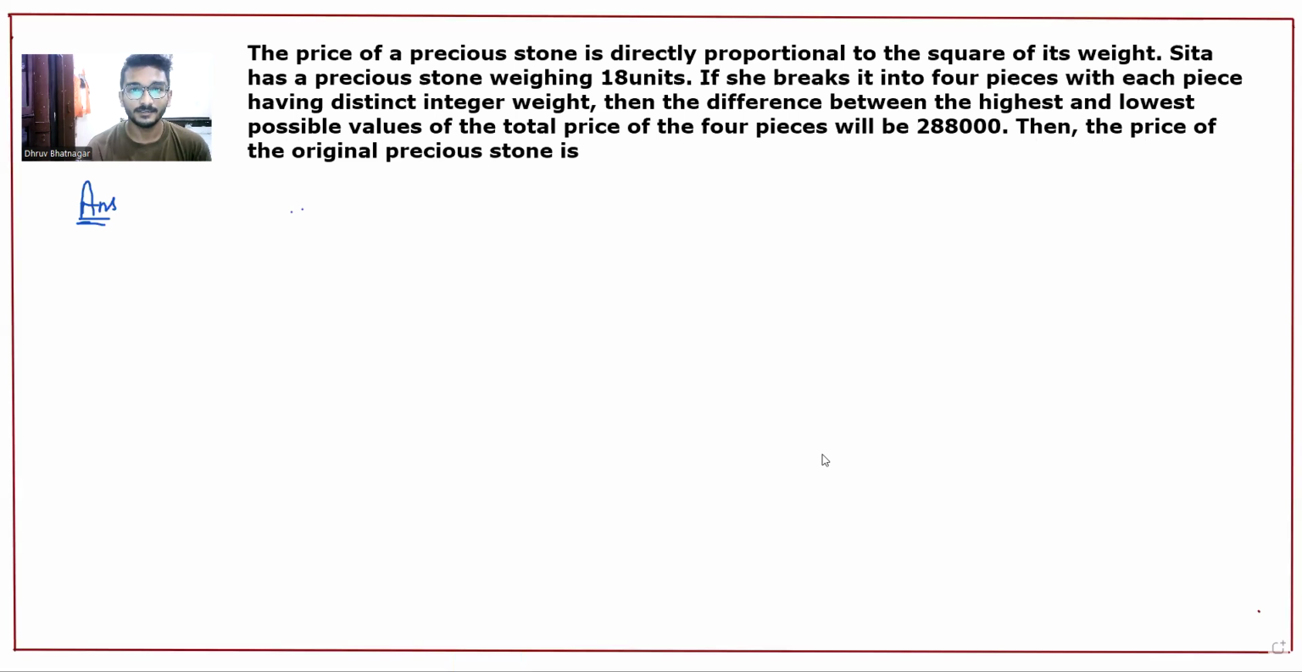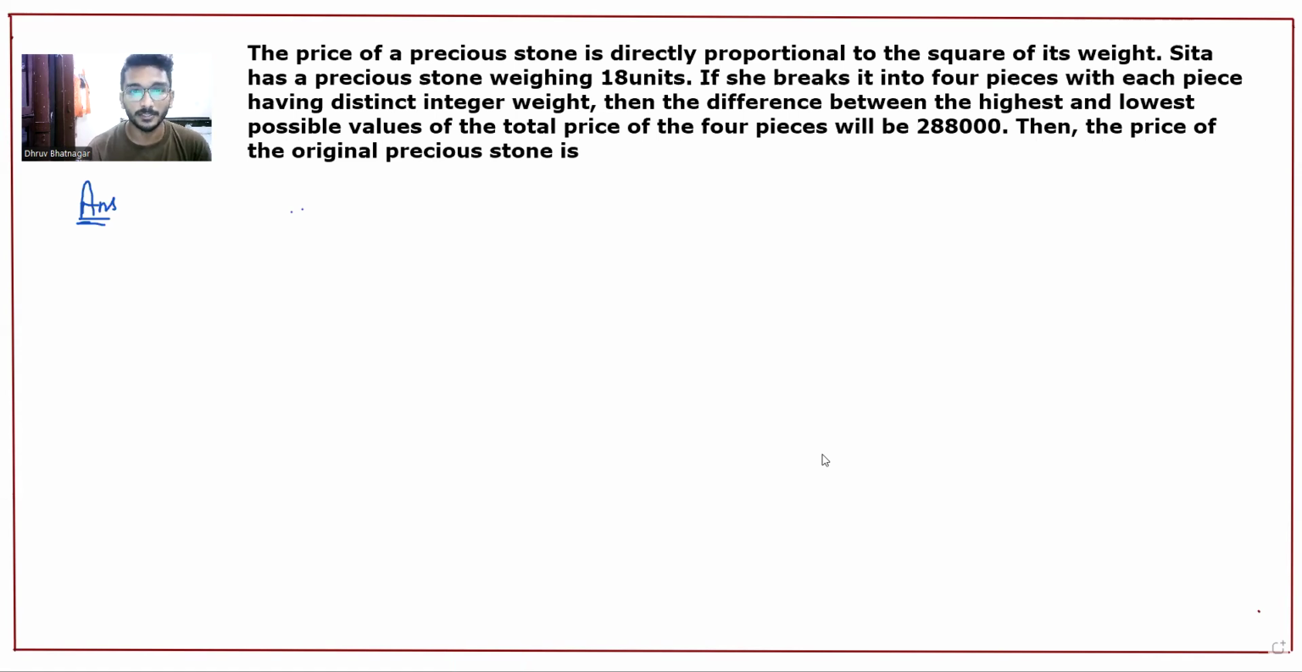And this is our next question of the series, CAT 23 Slot 2. This question is based on proportions, and you will learn some new fundamentals related to maximizing and minimizing the sum. So let's read the question.